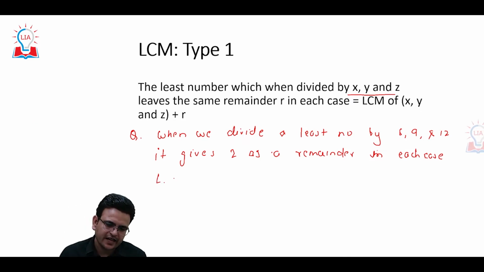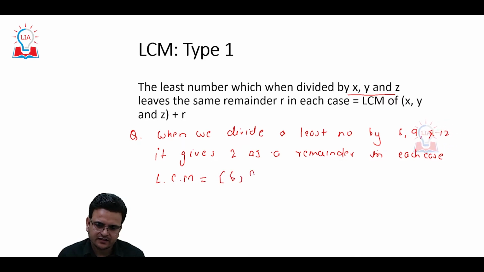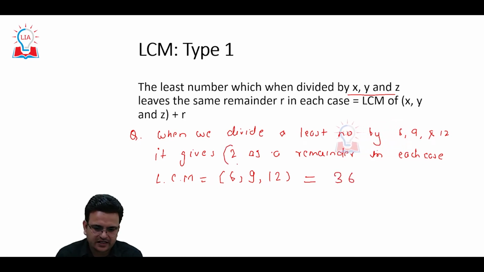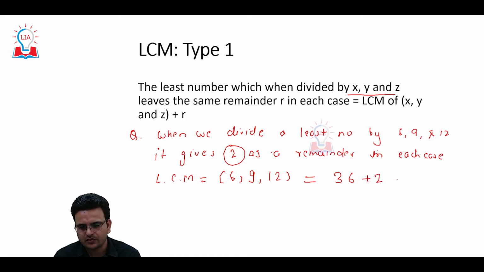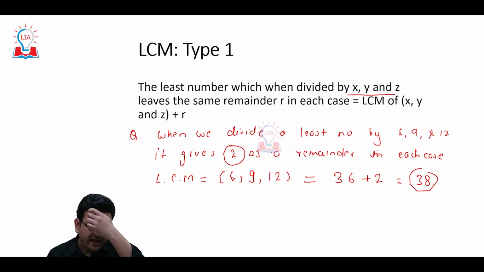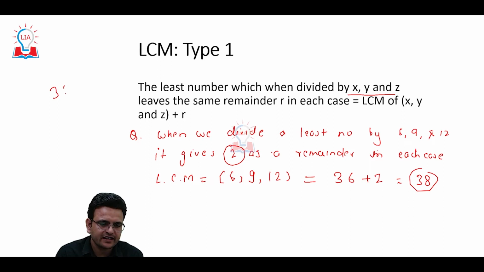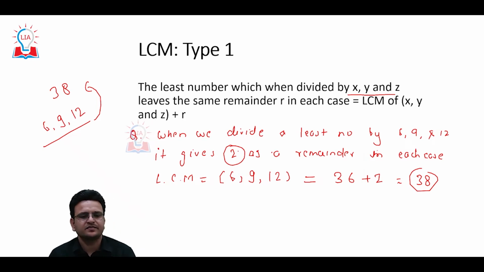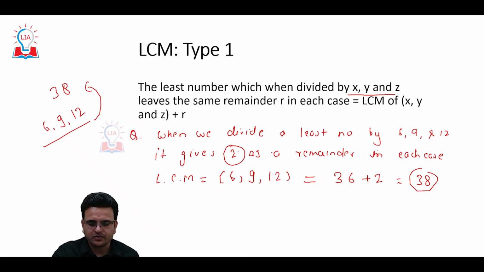So how can we get it? We have to get the LCM of 6, 9 and 12. We have discussed already, it will be 36, and we just add the remainder 2. So the answer will be 38. Got it? It simply means when 38 is divided by 6, 9 and 12, it is going to give a remainder of 2 in every case. Got it?